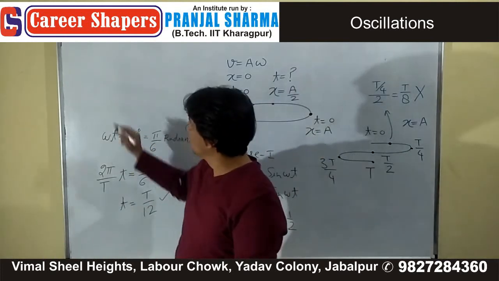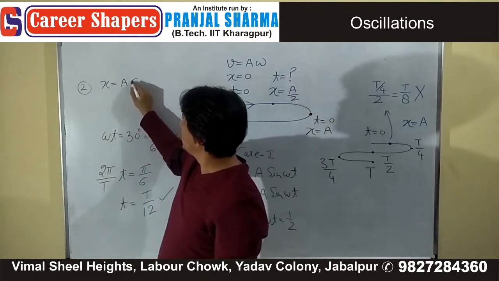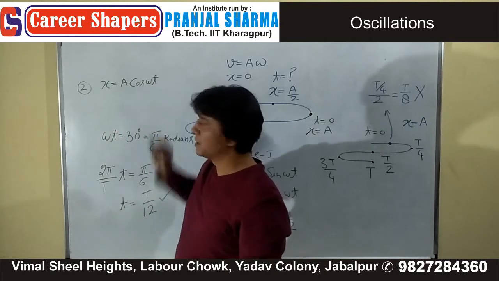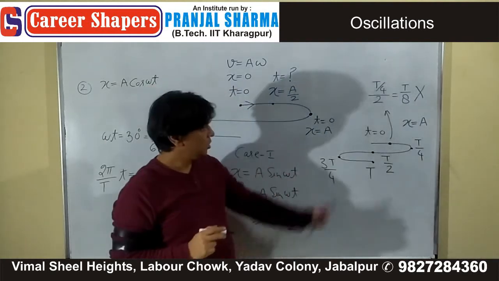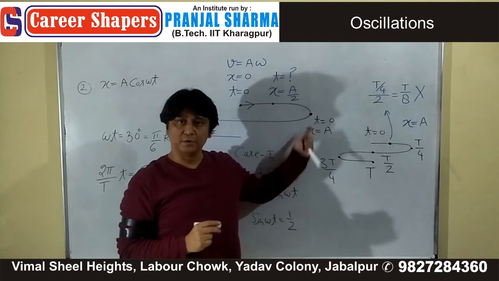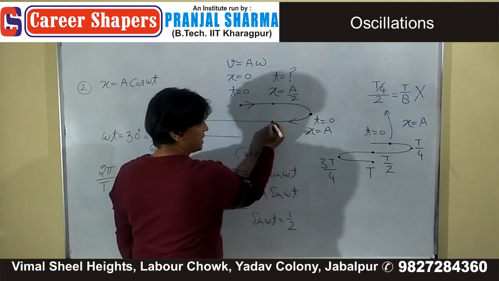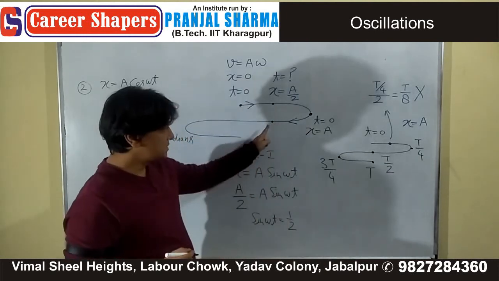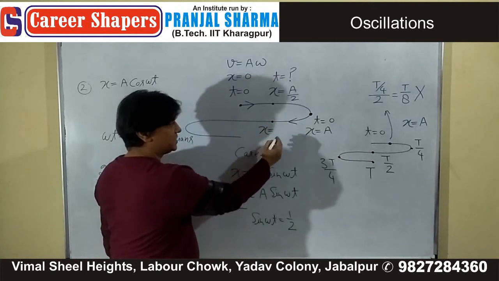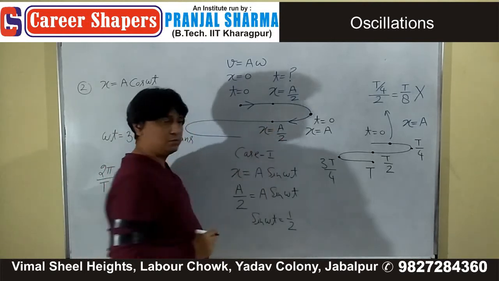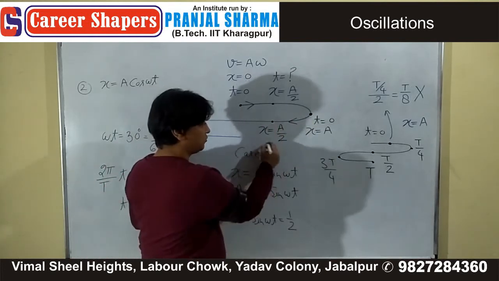Then for the second question, we will use x as what? A cos omega t. X equals A cos omega t, because the question says that the object starts from the positive amplitude. Now, when this object moves and is found at this position, remember x is not minus A by 2, it's still on the right hand side, your x is A by 2. So time from this position to this position, we need to calculate that. We need to find this time.